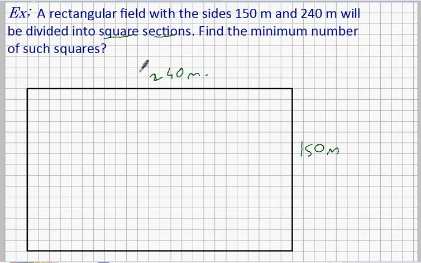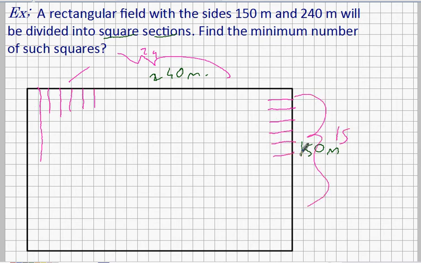There is a rectangular area or field. We need to make it square, so we can cut it after each 10 meters. If I cut it after each 10 meters, there will be 24 parts over there, and there will be 15 parts over there. So when you cut them all, there will be square parts in this big field.